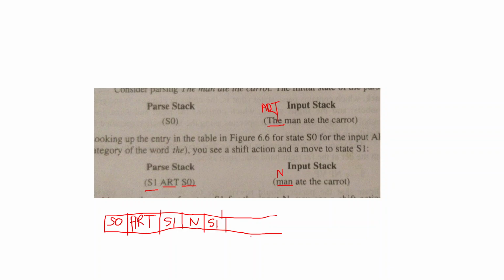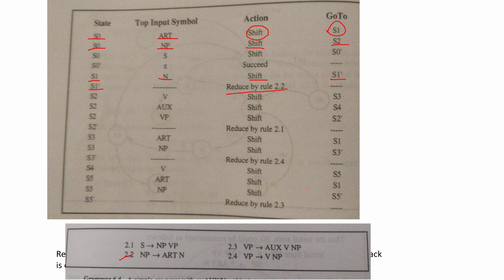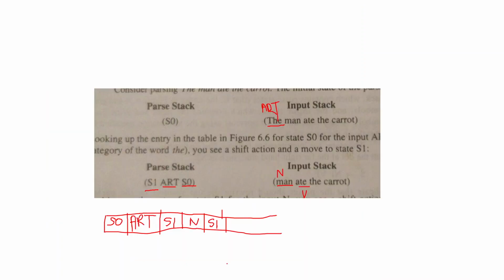Now what do we do? In S1 dash, we come across a verb called ate. We are in S1 dash. In S1 dash, without taking any input, you have to apply the reduce by rule 2.2. Reduce by rule 2.2 means you have to replace article and noun on top of the stack by a noun phrase. For that, the article and noun have to be popped from the stack, along with their states, and then you have to replace with noun phrase.